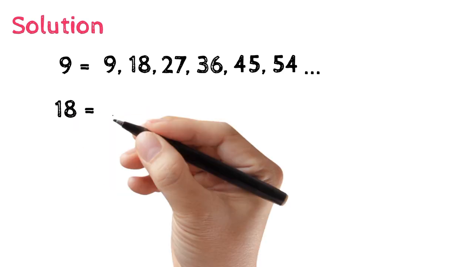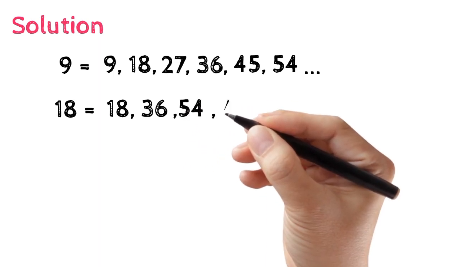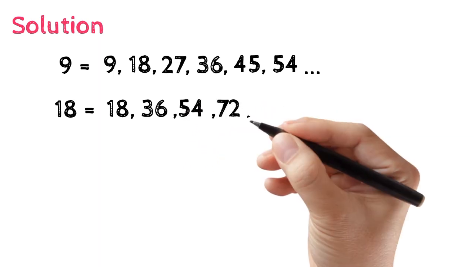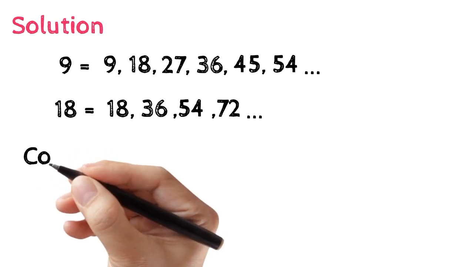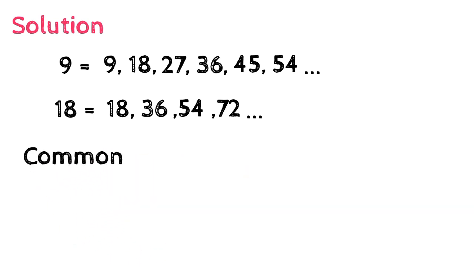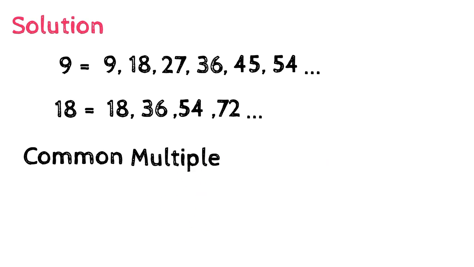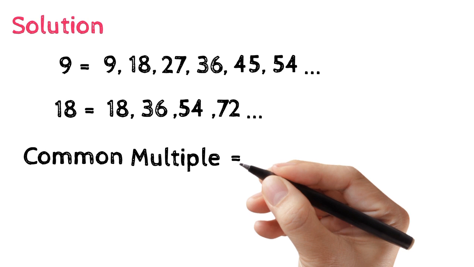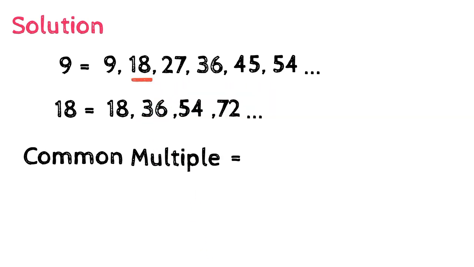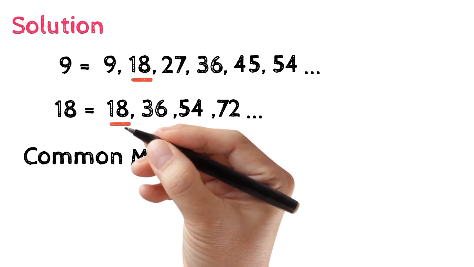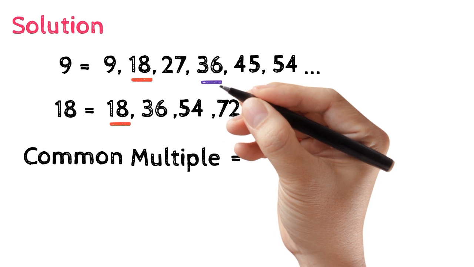Now, what are the multiples of 18? We have 18 itself, and then 36, and then 54, then 72, and so on. Now let us see the multiples which are common in the multiples of 9 and 18. The ones which are found in multiples of 9, and then which are also found in the multiples of 18. So the common multiples are 18 and 36.